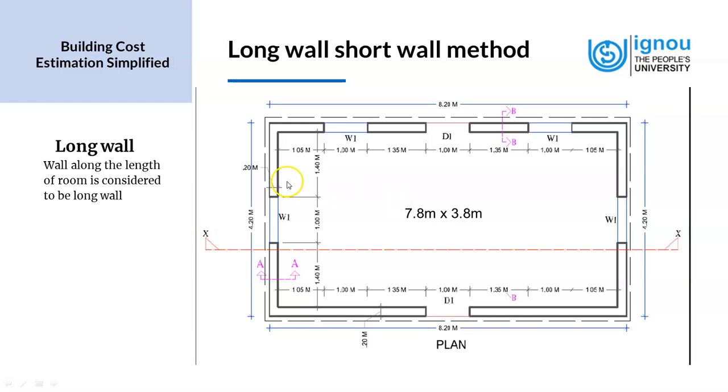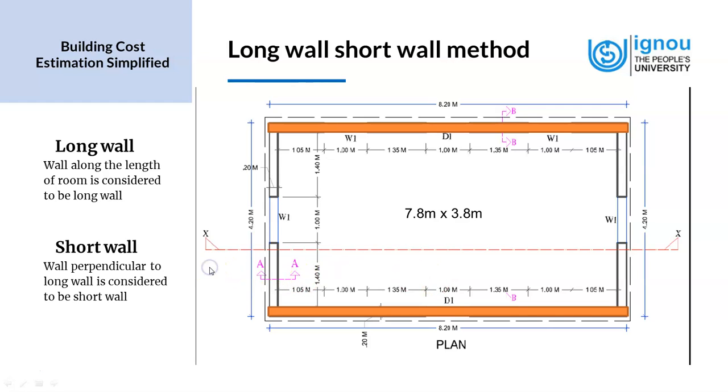The wall along the length of the room is considered to be the long wall. So this is the long wall, and we see that it is taken from outer to outer. What about the short wall? The wall perpendicular to the long wall is considered to be the short wall. And we know that in this case, the short wall is taken inner to inner.